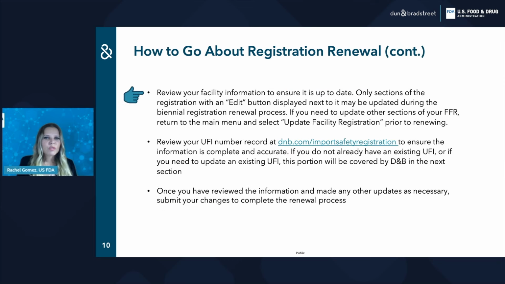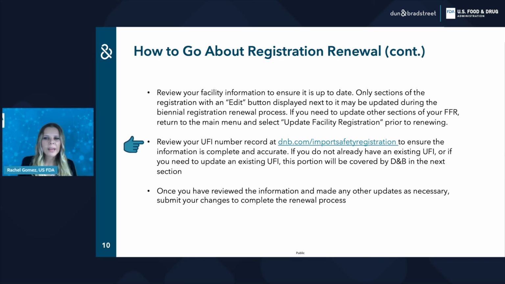From here, you're going to review your facility information to ensure it's up to date. Only sections of the registration with an edit button displayed next to it may be updated during the renewal process. If you need to update other sections of your FFR, return to the main menu and select Update Facility Registration prior to renewing. Review your UFI number record to ensure the information is complete and accurate.